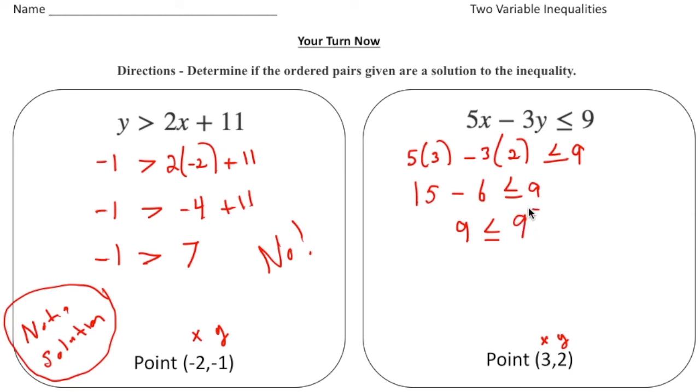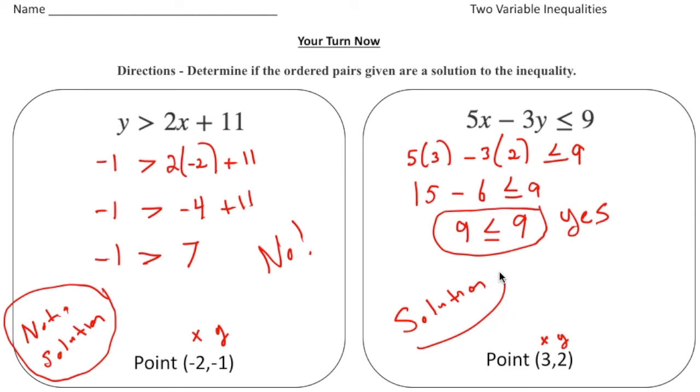So the question is, is this statement true? And the answer is yes. Because the statement is true, 3, 2 is a solution to the two variable inequality.